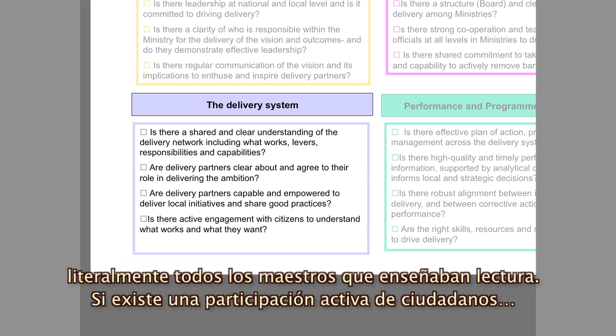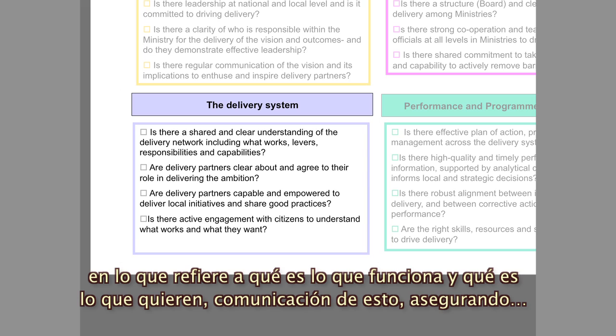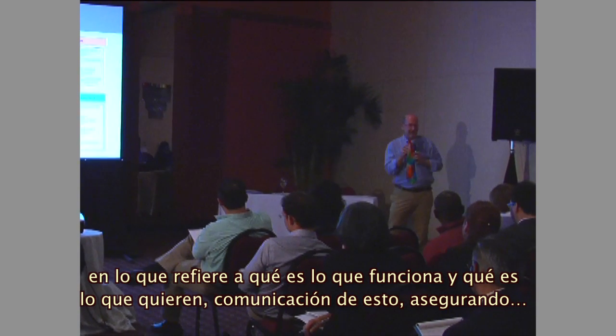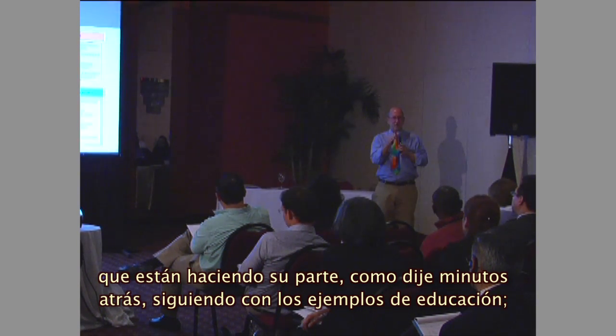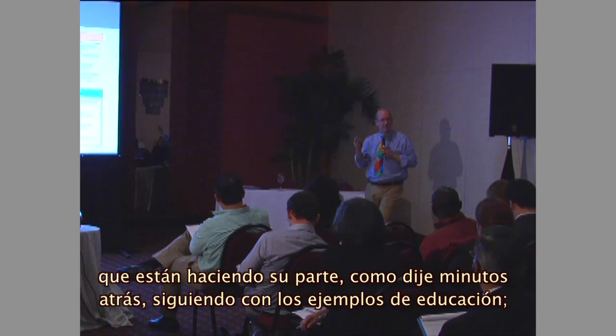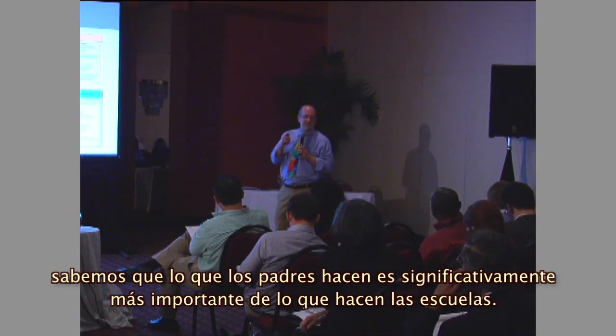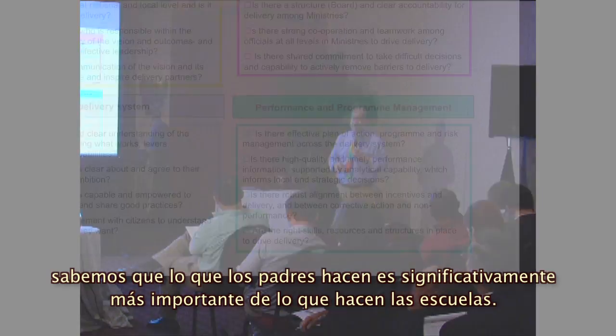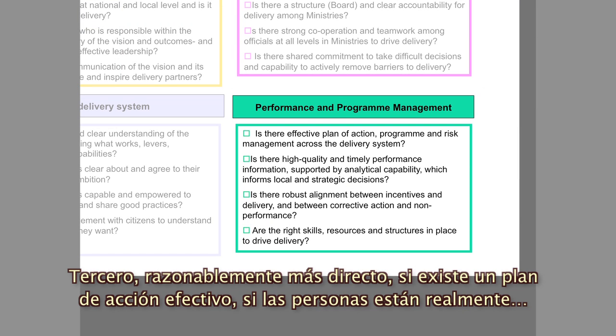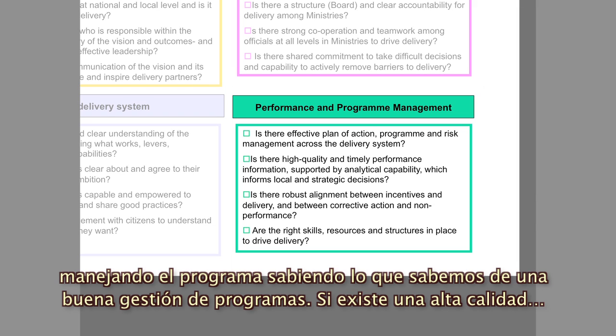Is there an active engagement with citizens in terms of what works and what it is they want? Communication with that, ensuring that they are playing their part. As I said a minute ago, sticking with that education example, we know that what parents do is significantly more important than what schools do. Thirdly, reasonably more straightforward, is there an effective plan of action? Are people actually managing the program, knowing what we know about good program management?